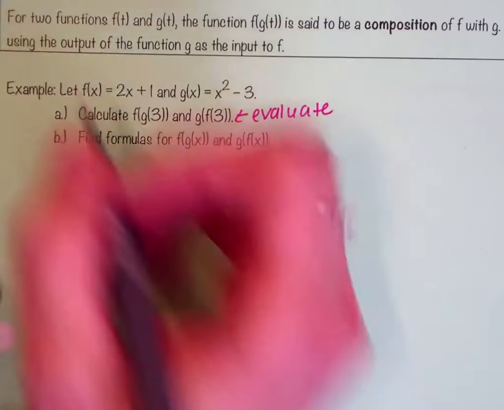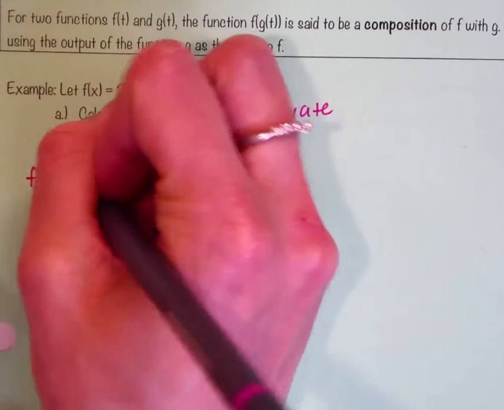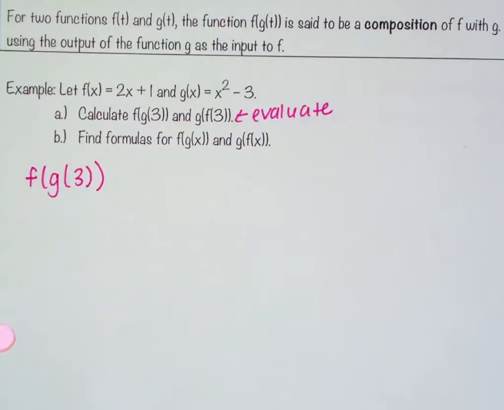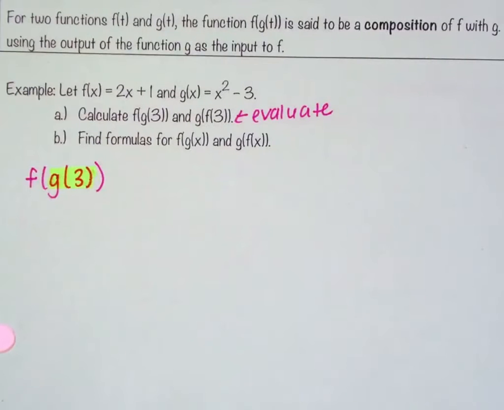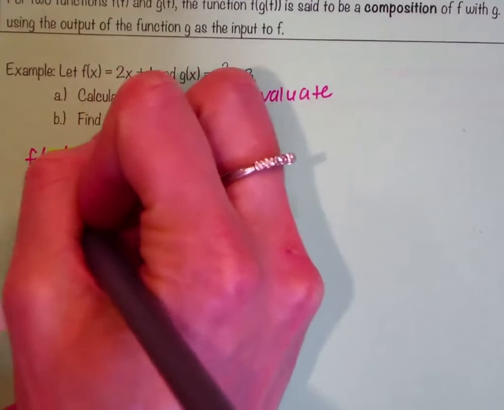So if I want to find f of g of 3, g of 3 is my input. Okay, because that's in the parentheses for f. So g of 3 is my input for f. So the first thing that I need to do is figure out what that's going to be. So I need to figure out what g of 3 is.